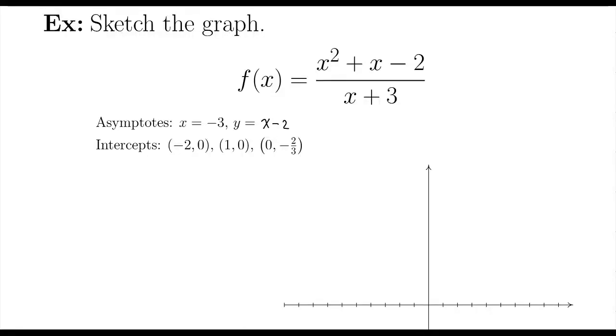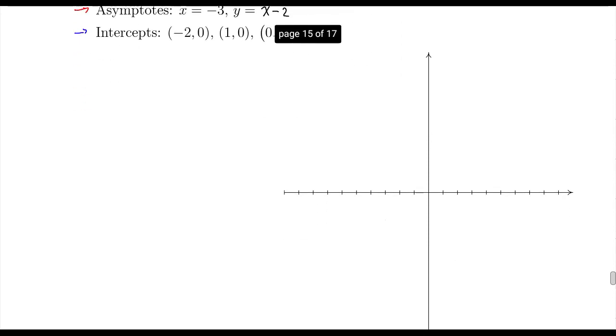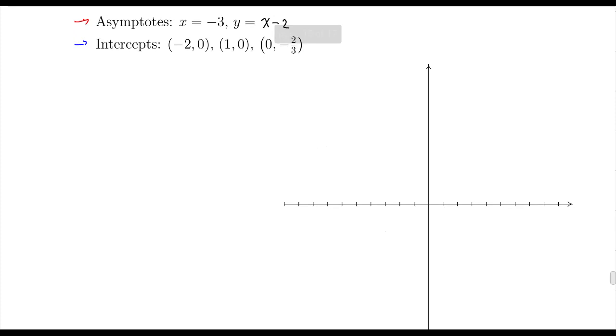Let's sketch the graph of the rational function. Okay, let's start off with the asymptotes, and then we'll plot the intercepts and go from there. Okay, so we have a vertical asymptote when x is equal to -3.